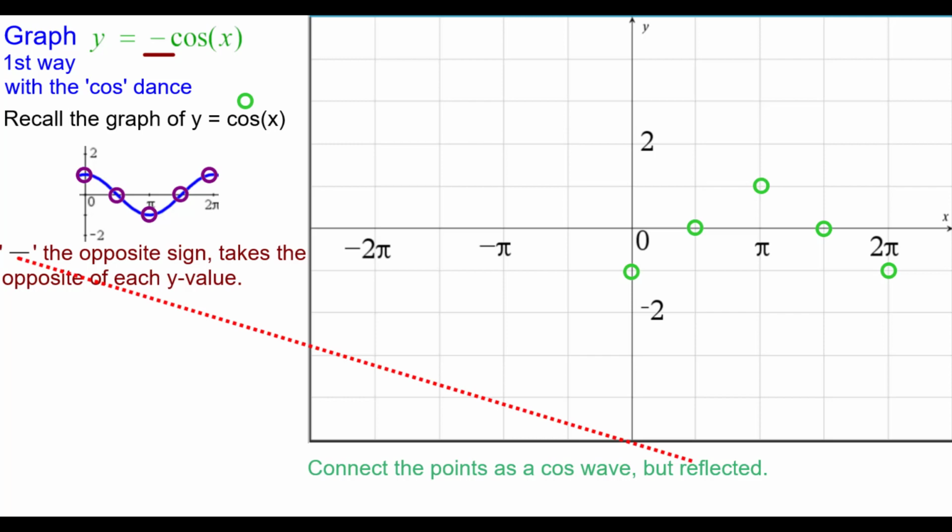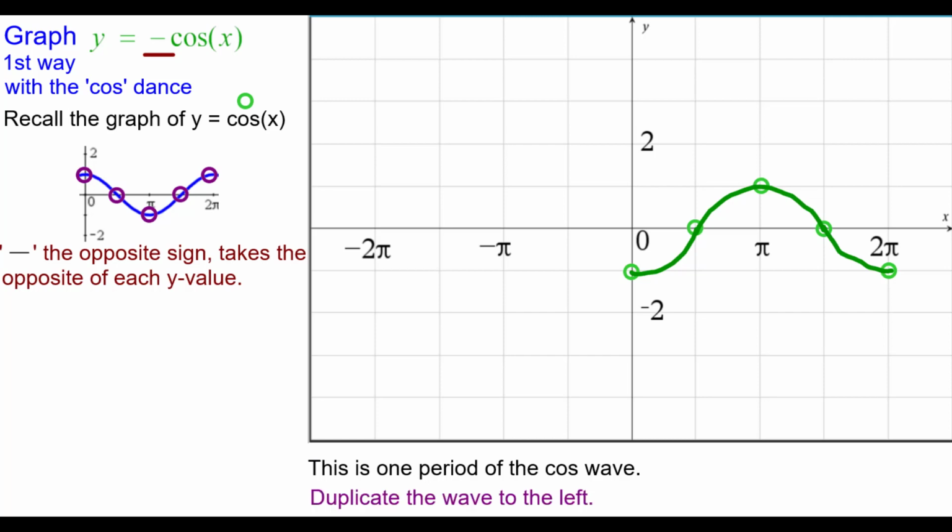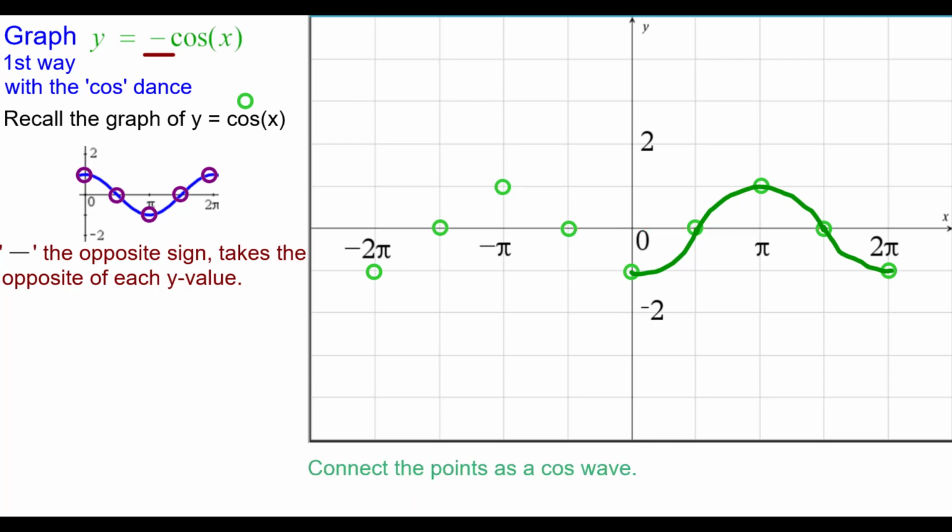Connect the points as a cosine wave, but reflected. So we have a smile, a frown, and a smile. This is one period of the cosine wave. We need to duplicate it to the left, and that is by going from each point back 2 pi to the left. So the minimum back 2 pi, point of inflection back 2 pi, max back 2 pi, point of inflection, and so on. Connecting the points as a cosine wave as we did before. Smile, frown, smile.